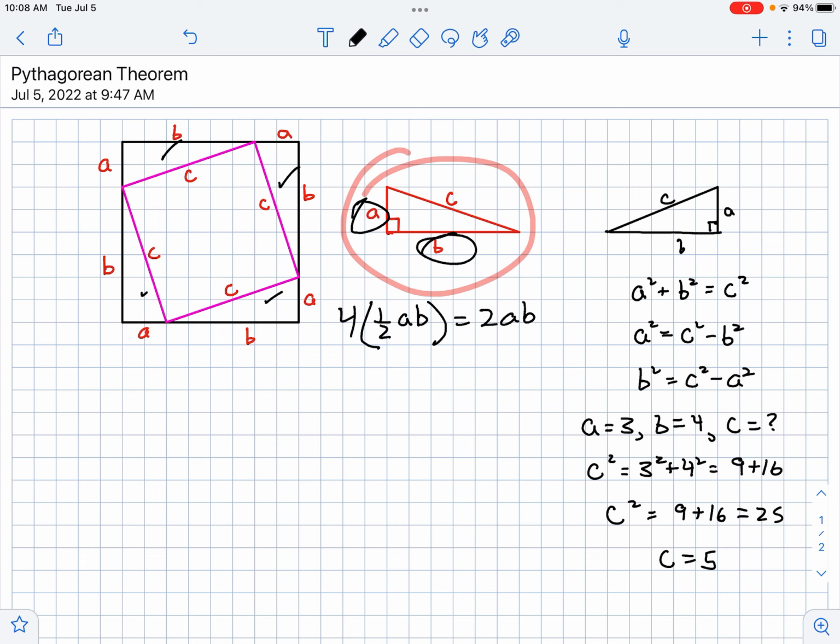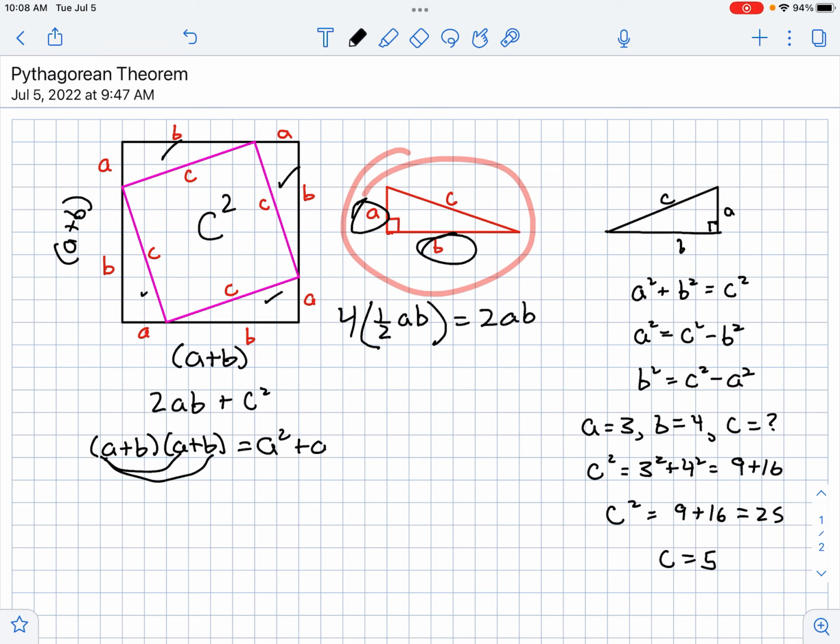Now, let's suppose I want all the area that's inside this thing. Well, I've got the 4 triangles, that's 2AB, but then I've got the c squared, the area of the square on the inside. So the area of the whole thing is 2AB plus c squared. Now, another way we could do that is we could say, well, I've got A plus B, that's the width, and then I've got A plus B here, that's the height. So I could talk about, well, the area is A plus B times A plus B, which, if we multiply that out, we get A squared plus AB plus another AB. Just doing some old-fashioned algebra here. And we get A squared plus 2AB plus B squared.